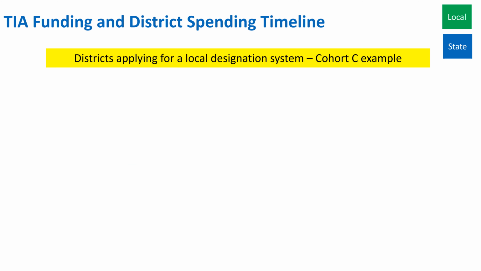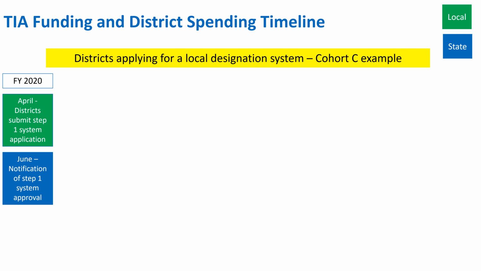We will now review a TIA funding and district spending timeline for a district applying for a local designation system as a Cohort C. In this diagram, all green squares will represent local actions and all blue squares will represent state actions. For Cohort C district in FY 2020, they will have submitted and been approved of their Step 1 system application. In FY 2021, they will capture their teacher effectiveness data, which will include at minimum teacher observation and student growth data.